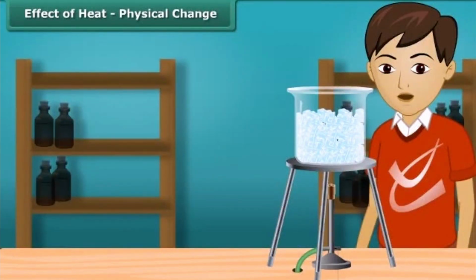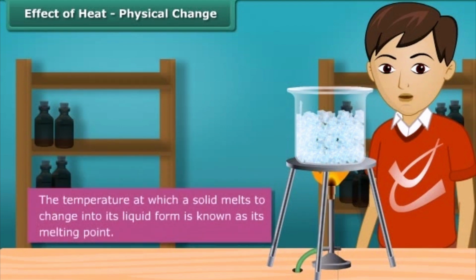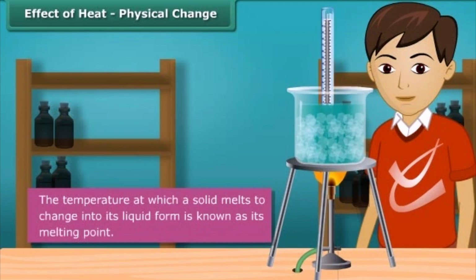Let us now look how heat affects the change in state. On heating, a solid changes to liquid and a liquid changes to gas. Conversely, on cooling, gas loses heat to change into a liquid and a liquid loses heat to change into a solid. The temperature at which a solid melts to change into its liquid form is known as its melting point.